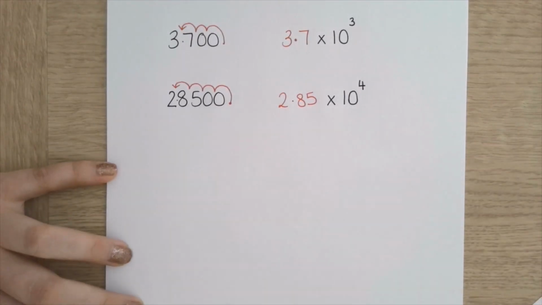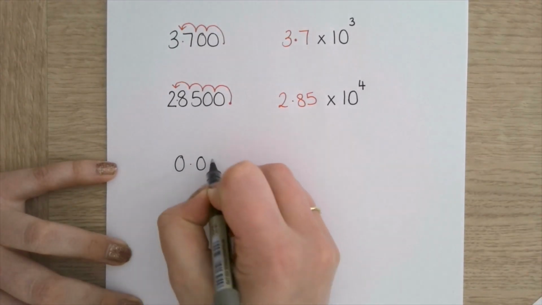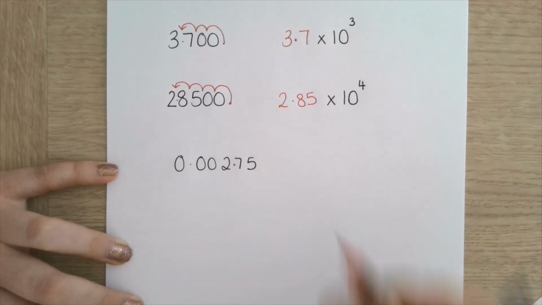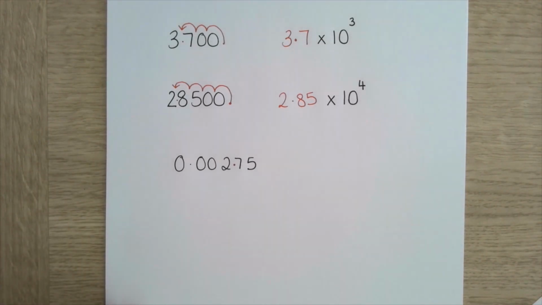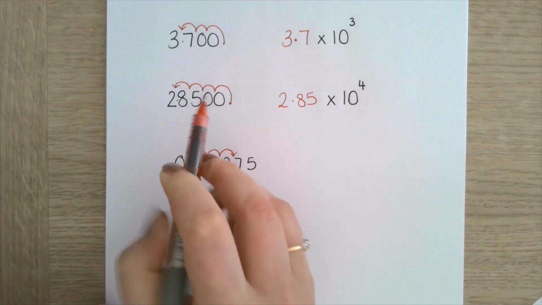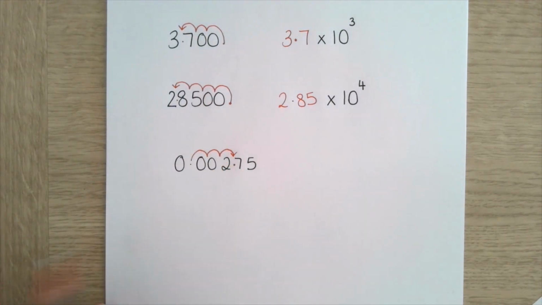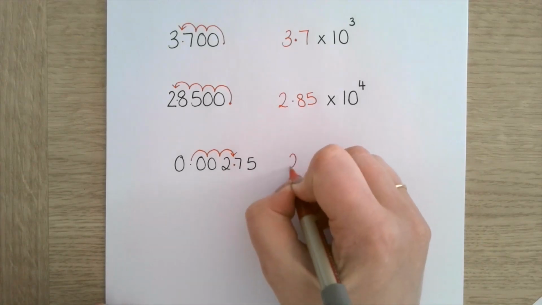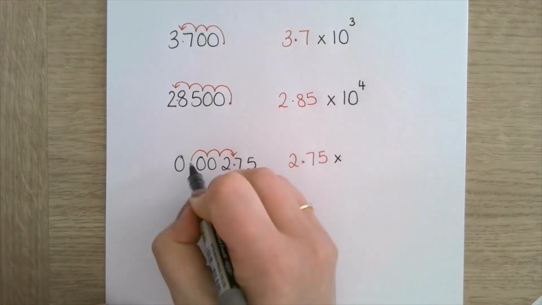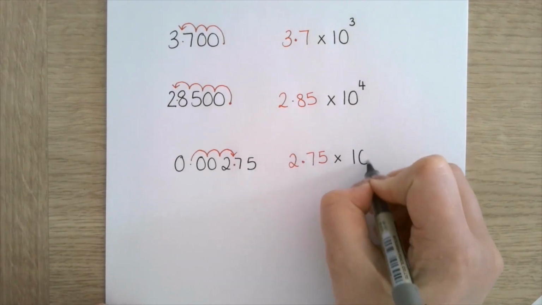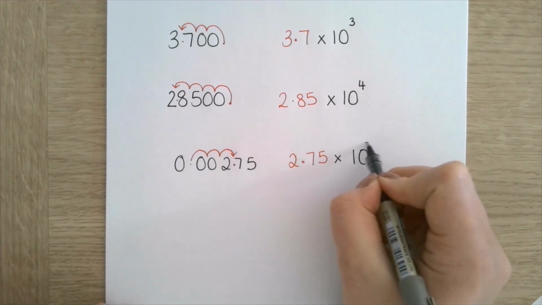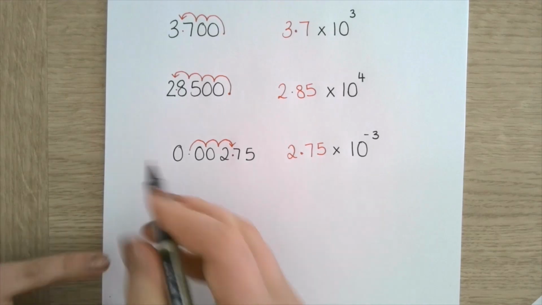If I have got 0.00275, I'm going to need to make my decimal point here. Now what you will notice is I'm actually going to be jumping the other way to what I did with my previous examples. So this point still stands the same, and this is going to be 2.75. However, because I have jumped in the opposite direction this time, my power is going to be negative. It's going to be negative 1, 2, 3, because I've done those 3 jumps.